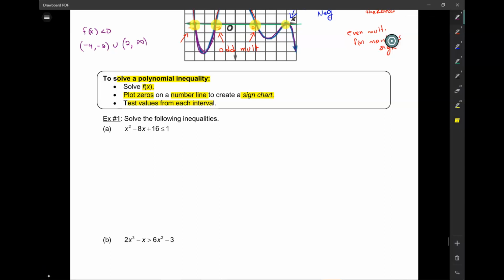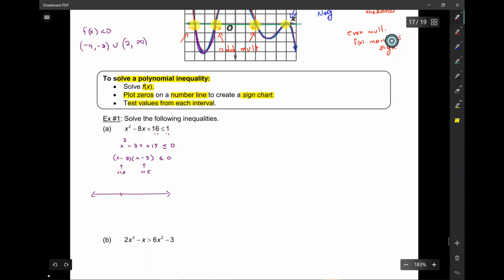First thing, I have an inequality, and I'm going to solve this in the beginning as if I had an equal sign and not an inequality. So here's what we're going to do. Subtract 1, so I got x squared minus 8x plus 15 less than or equal to 0. Factor: x minus 3, x minus 5 less than or equal to 0. Okay, from here, what are my zeros? x is 3 and x is 5.